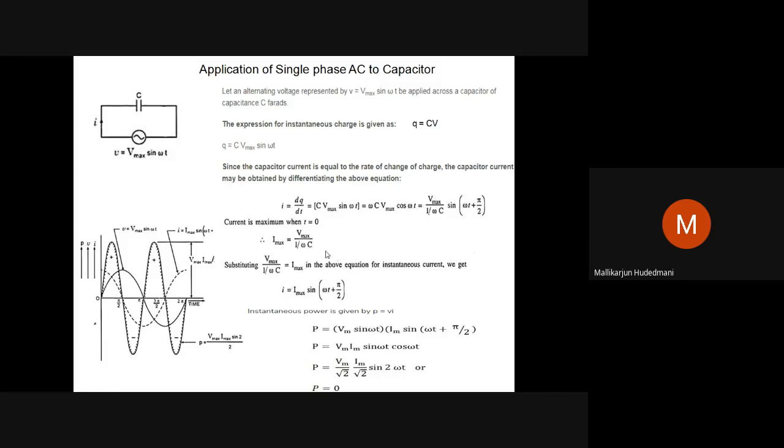Now how are you going to represent them? To represent them, the input wave is drawn as a solid line, a sinusoid, 0, pi, 2 pi. Then the dotted line, can you see the dotted line? That is the current. How does it begin? It begins pi by 2 radian in advance.